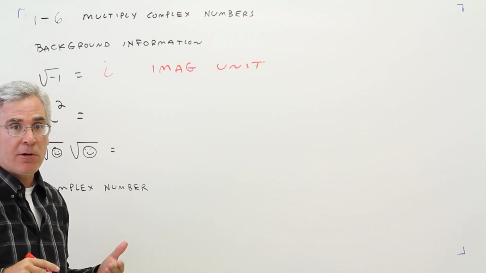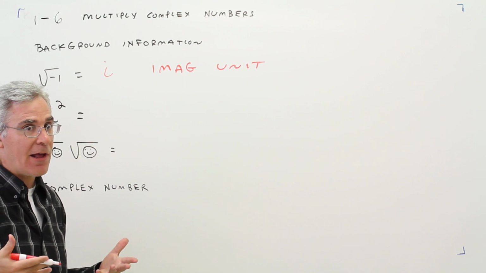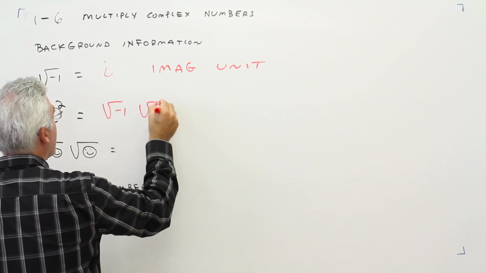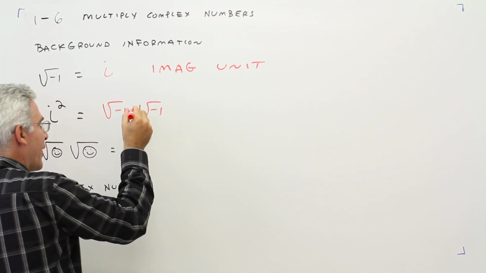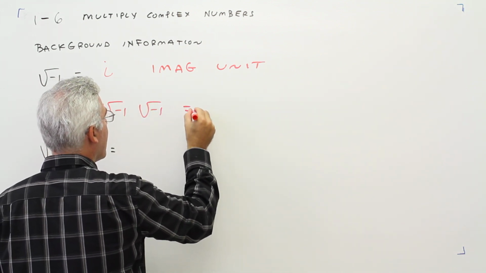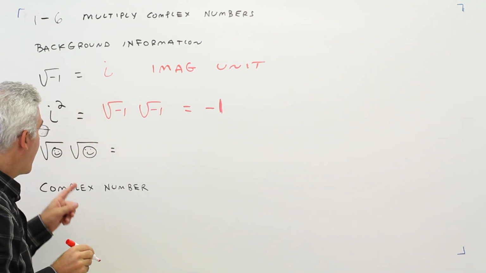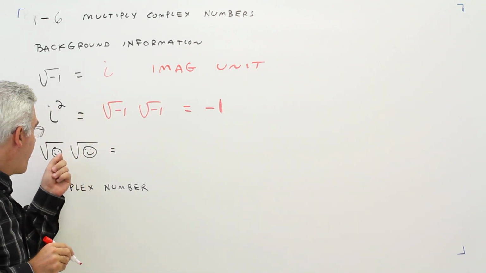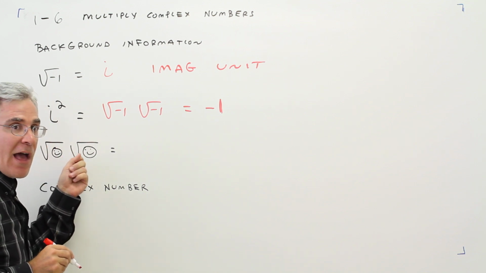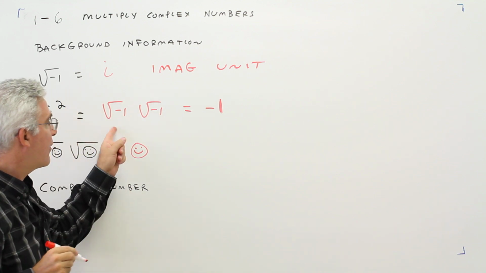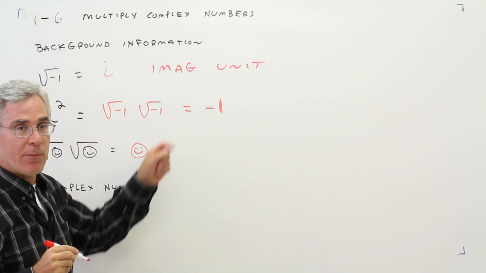i squared comes up a lot in our computations. So i squared is the square root of -1 times the square root of -1, which is simply going to be -1. Again, recall the square root of smiley face times the square root of smiley face is smiley face. So that's how we remember that.